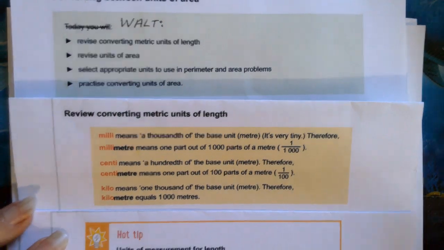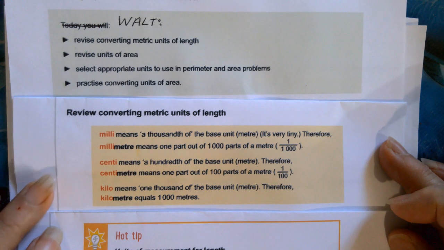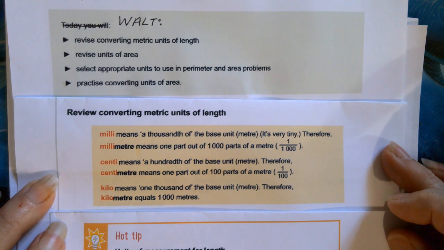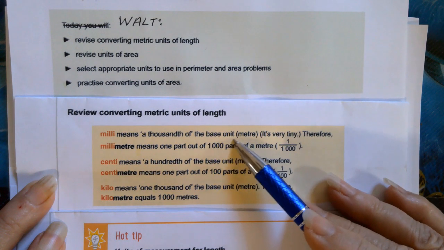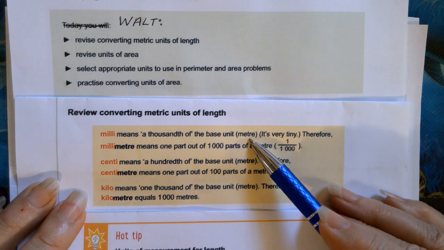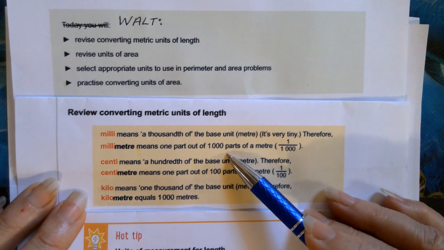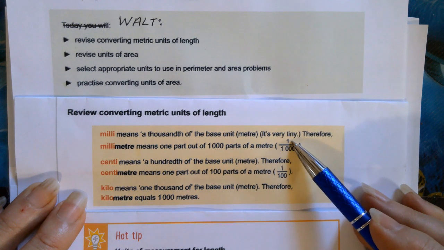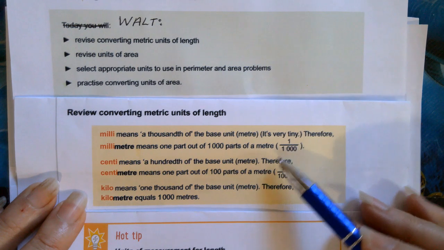Very important that you remember these names and why we call them these. If you say milli in any unit, you're talking about 1,000th. And in measurement, we use the base unit of metre. So 1,000th of a metre is very tiny. Therefore it's one part out of 1,000 parts of a metre. If you break a metre into 1,000 parts and take one, there's your millimetre, 1,000th.